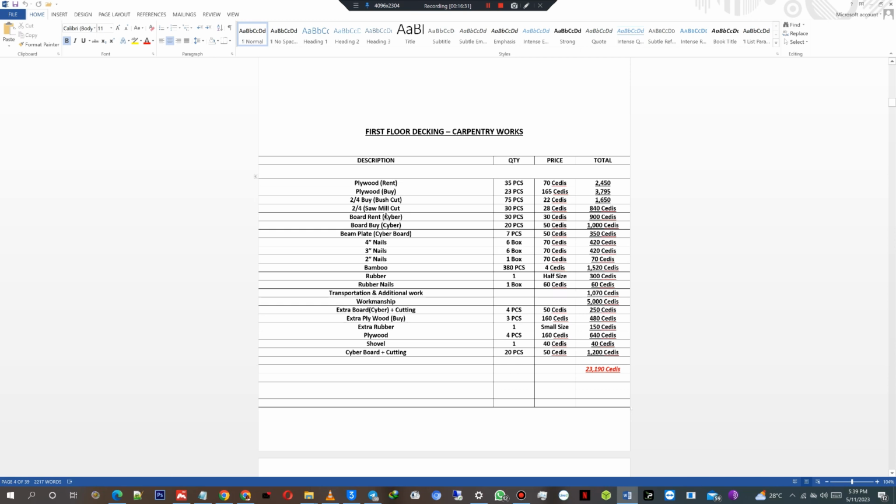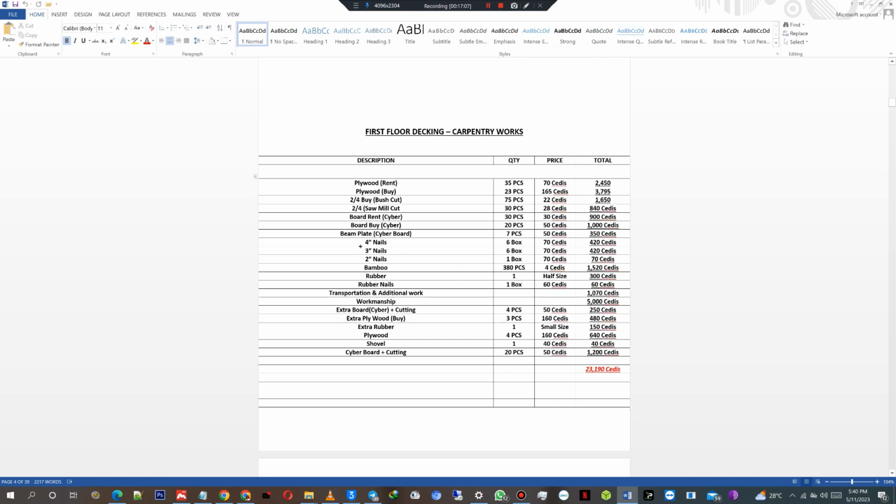And I rented some of the board. I rented 30 pieces of the board, which overall cost me 900 Ghana cedis. And I bought some of the board. I bought 20 pieces of the board, which cost me 1,000 Ghana cedis. And I also bought a beam plate, which we cut, which was used for the beam plate. Yes, I bought 7 pieces of the cyber board for the beam plate, which cost 350 Ghana cedis.